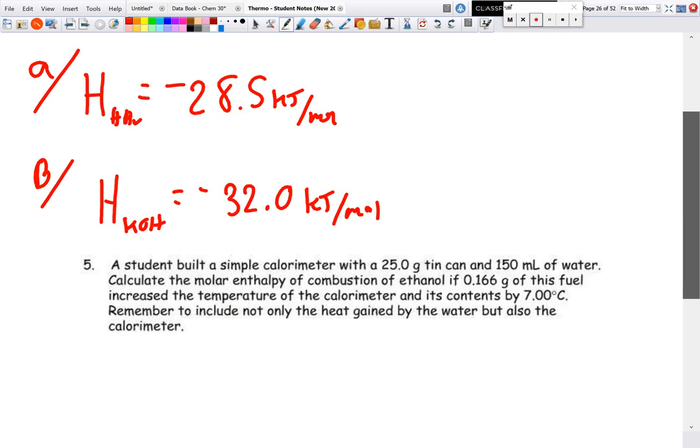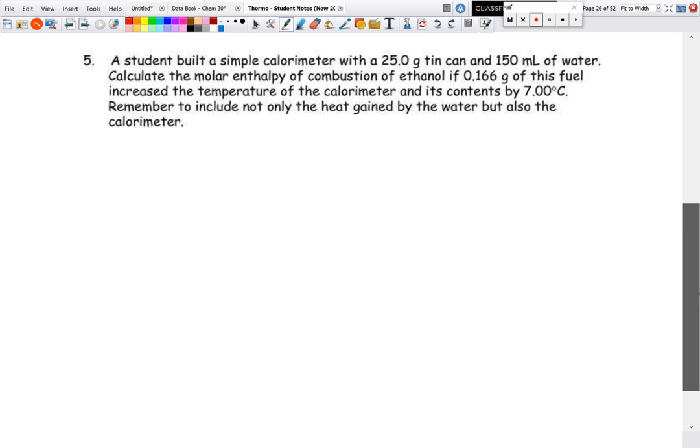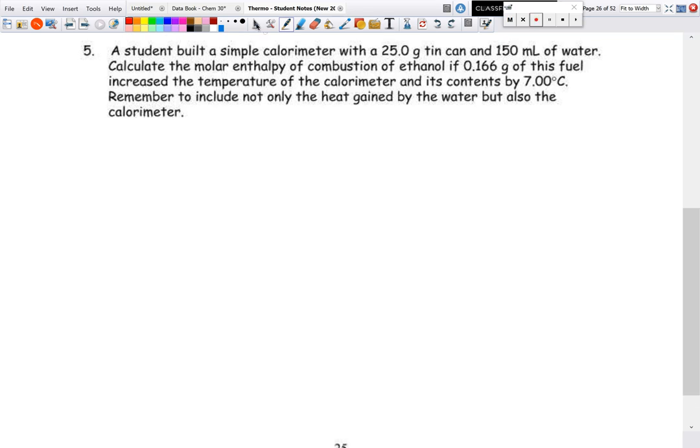Now, the last one I just want to bring you to, this one is a special type of question where it says a student built a simple calorimeter with a 25.0 gram tin can and 150 milliliters of water. All right, so we have a tin can and water. But if we keep reading, so we do calculate the molar enthalpy combustion of ethanol, so we know our system is ethanol.